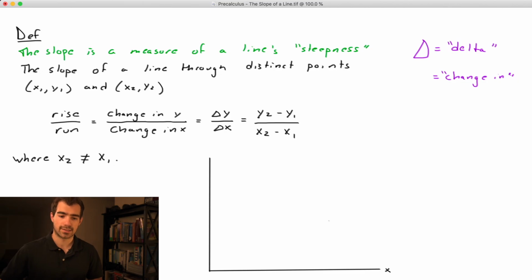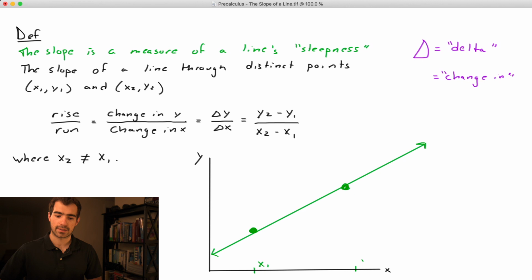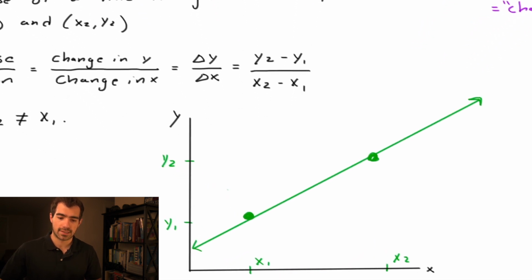But what is all this rise, run, change in y, change in x stuff all about anyways? Well, let's look at a picture and let's see how it works. Let's say this was our x-axis and this was our y-axis, and we had two distinct points with a line running through them, and perhaps we call this point here x1 and this point here x2, and thus this point here y2 and this point here y1. So this has the coordinate x1, y1, and this has the coordinate x2, y2.